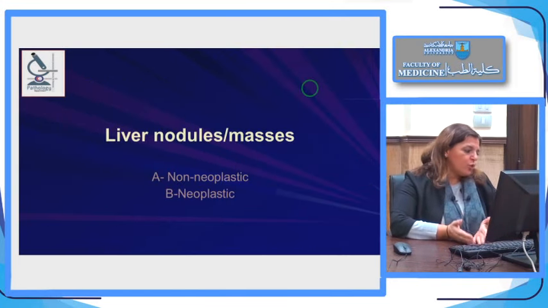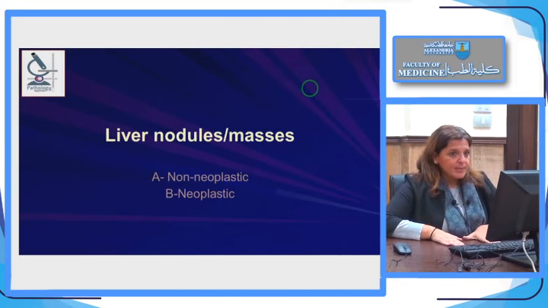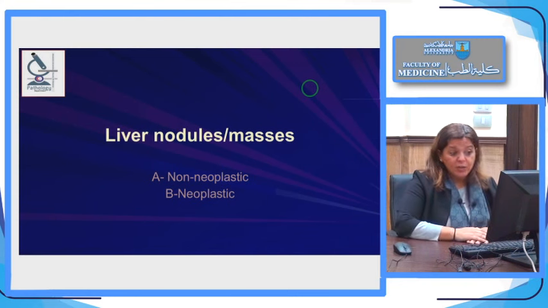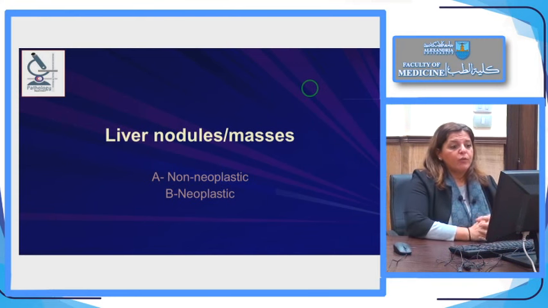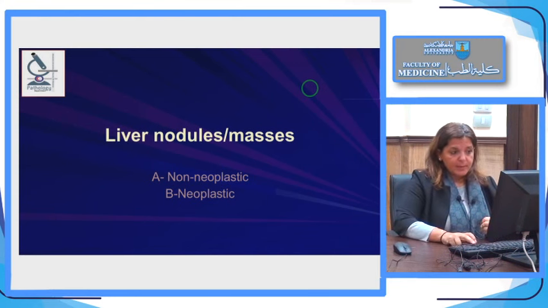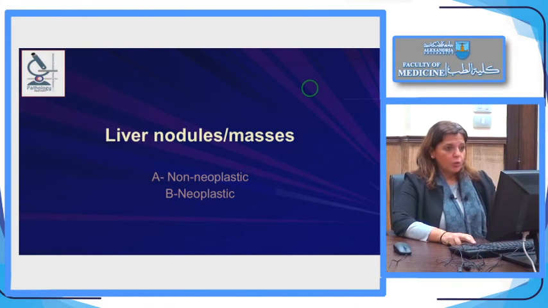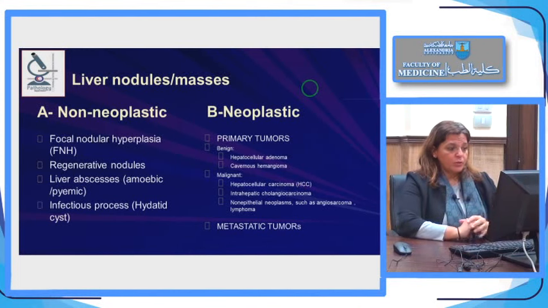Now we finished our introduction about the basic concepts about liver cells, the basic concepts about hepatocytes. Now we come to our lecture, which is the liver nodules or liver masses, the masses that can occur in the liver. When we see a mass in the liver, what could it be? What is our differential diagnosis?